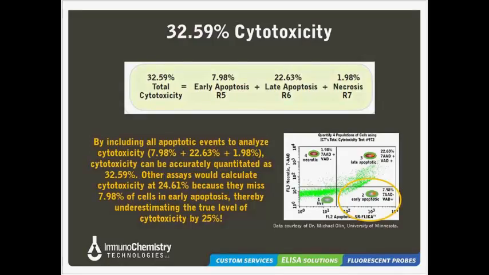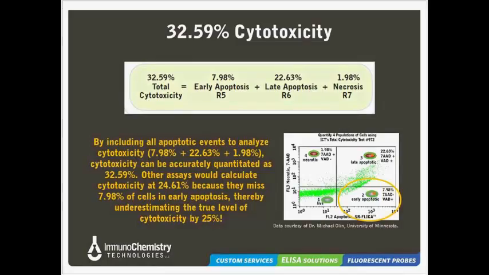So based on the percentage of cells in each quadrant, total cytotoxicity can be accurately calculated. In this case, it's 32.59%. This analysis reveals that population in the lower right quadrant of early apoptotic cells that is not detected by any other method. 7.98% are SR-FLICA positive, but 7AAD negative. These early apoptotic, soon-to-be necrotic cells can then be included in the overall percentage of total cell death, leading to more accurate results. By including all apoptotic events to analyze cytotoxicity, here which is the 7.98 in the lower right, 22.63 in the upper right, and 1.98 in the upper left, cytotoxicity can now be accurately quantitated as 32.59%.